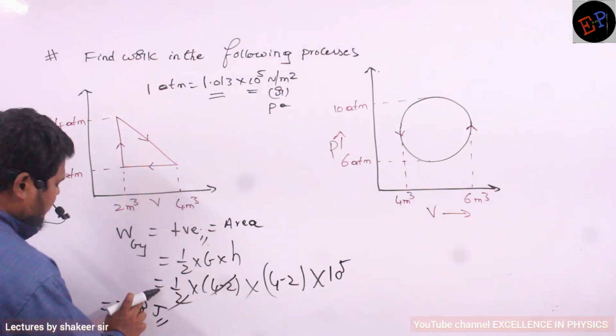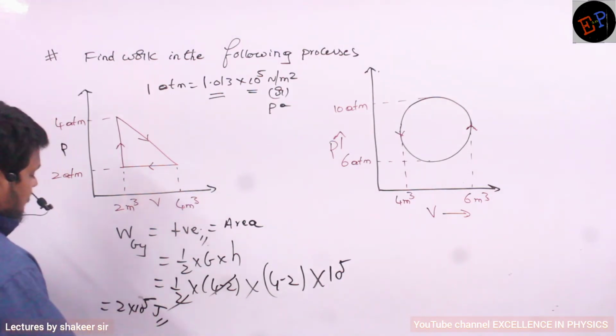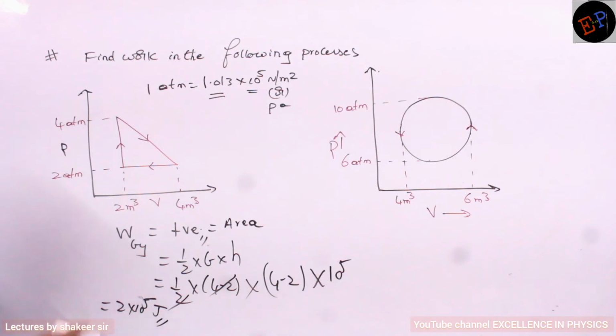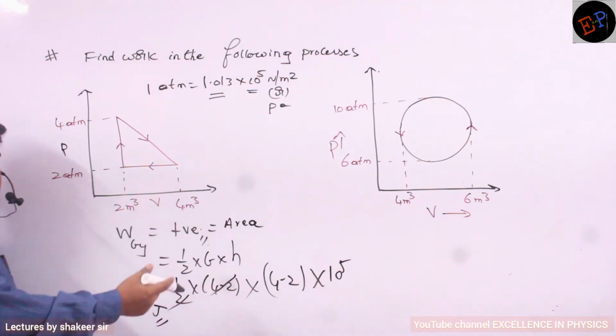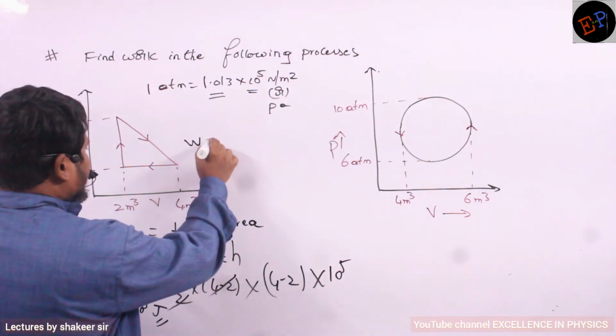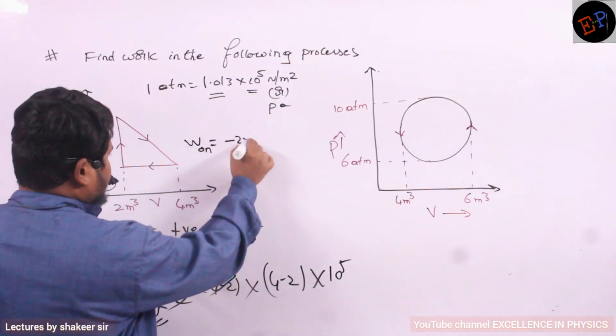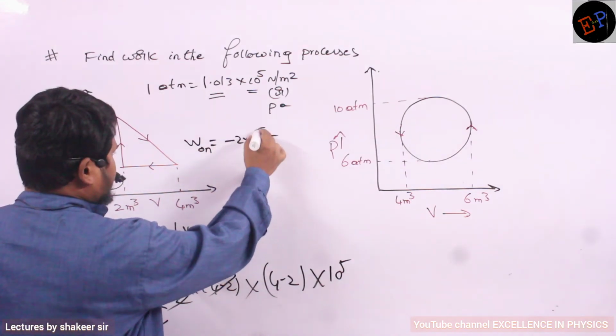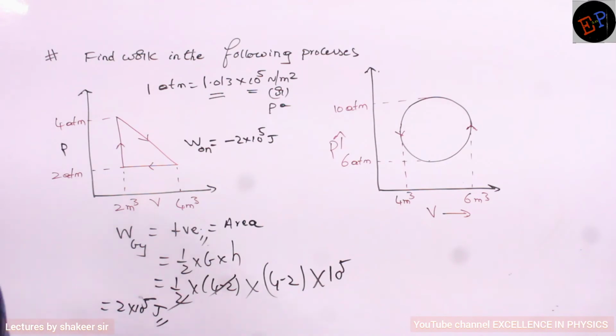So this is the amount of work done: 2 into 10 power 5 joules. And it is positive work. Gas has done positive work in this condition, or I can say work done on the gas is negative. In the same condition, work done on the gas is minus 2 into 10 power 5 joules. This is how I can calculate. Are you able to understand?